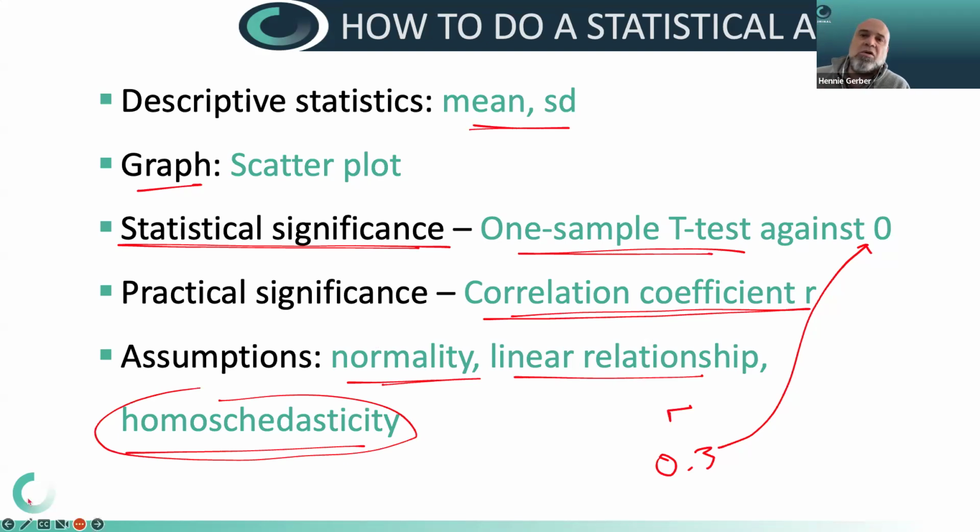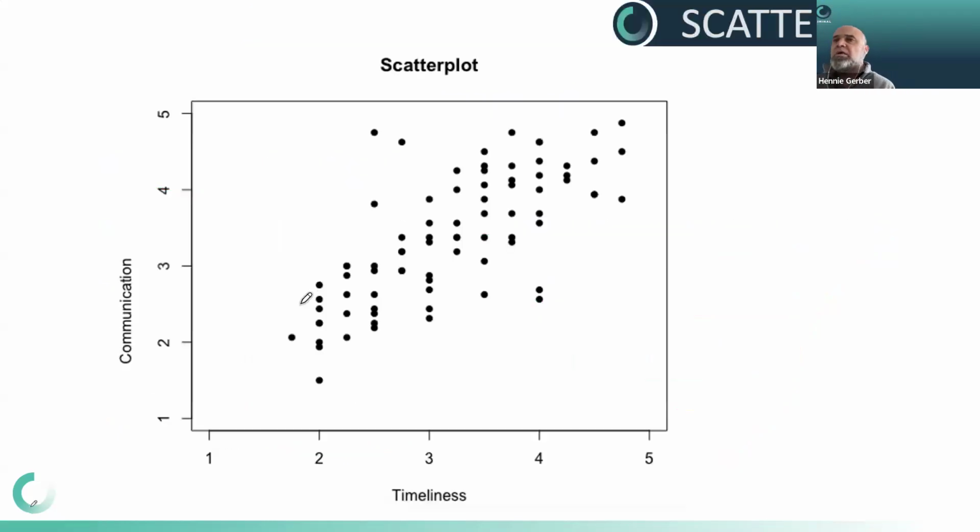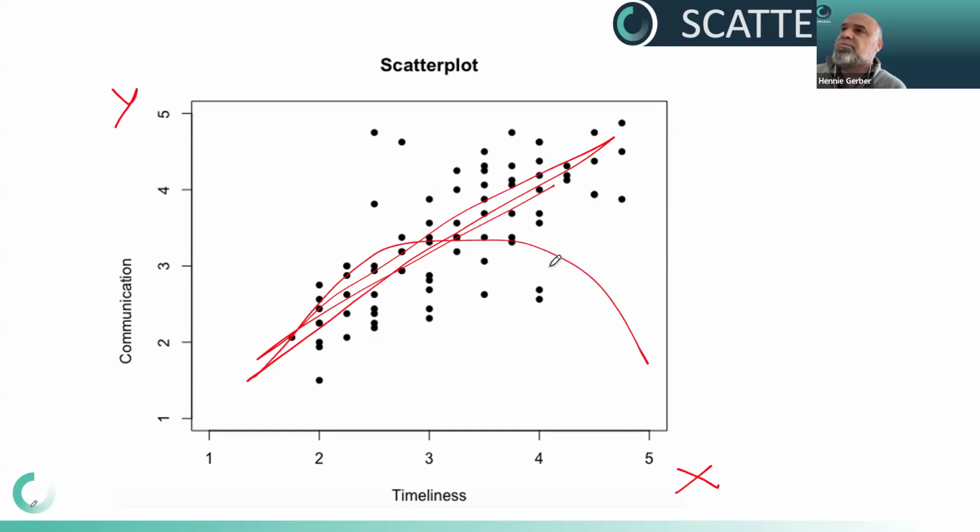Now let us look at the graph. There's a scatter plot. There's the x-axis, the independent variable, and the y-axis, the dependent variable. But in this case, we don't care. We just look at the relationship between the two variables, timeliness and communication. Now, in this case, we can clearly see there's a linear relationship between the two. If it was non-linear, it would be something like this, and then there would be a lot of points here. And then we would not be able to do a Pearson correlation analysis.